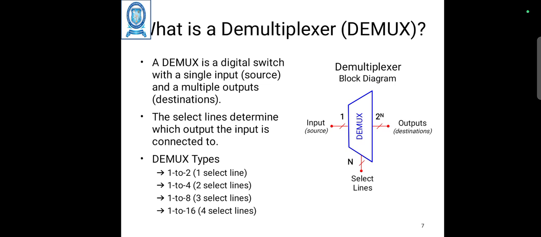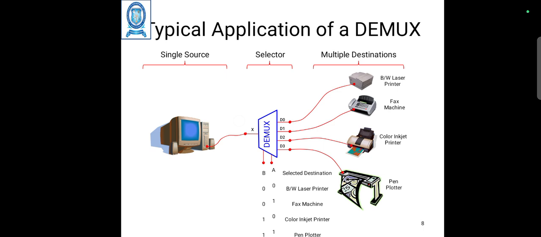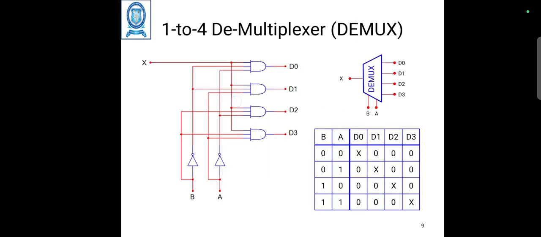These all are selected through the select lines in demux applications. So typical applications of demultiplexers are like this, and one example of a demux is the 1 to 4 demux. Only one input is given and 4 outputs are obtained. So this is called a 1 to 4 demux. X is the input and D0, D1, D2, D3 are the outputs. So basically the demux is a combination circuit which performs the inverse operation of a multiplexer.